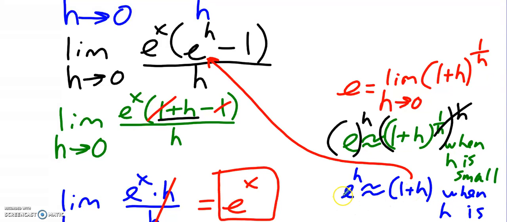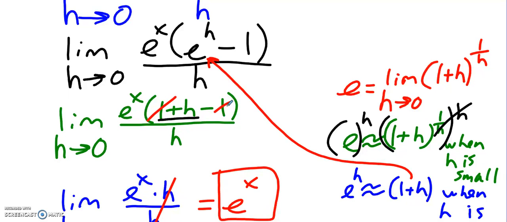That should also make sense because anything raised to the 0 power is 1, right? So e to the h as h becomes infinitely close to 0 should become infinitely close to 1 plus h. Okay, so now I'm going to substitute this into my limit here. So where I had e to the h, I'm going to make that 1 plus h. But then look what happens.